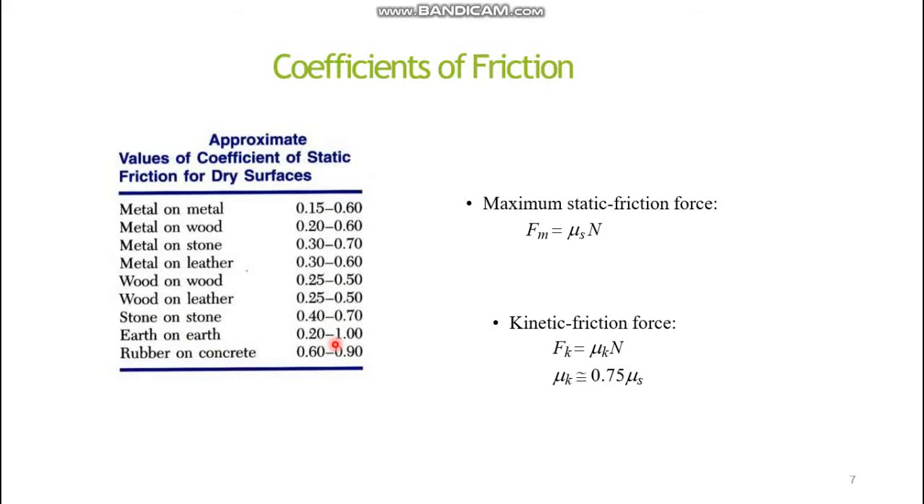So these are the two numerical expressions: the maximum static friction force, Fm, equals mu s times N, where N is the normal force and mu s is the coefficient of static friction. And mu k is the coefficient of friction for the kinetic case, and it is written as mu k approximately equal to 0.75 mu s.